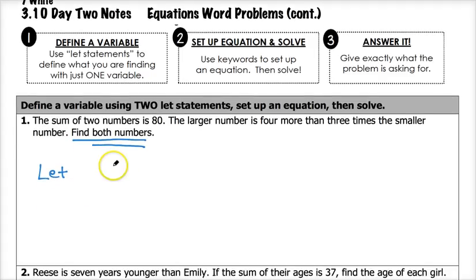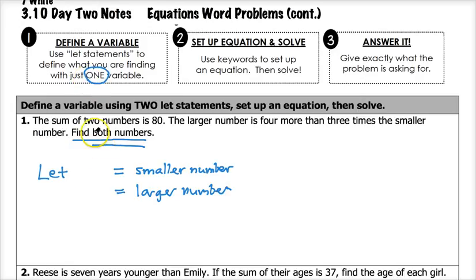Even though I am going to write two let statements, I'm going to let something be equal to my smaller number, and then something else be equal to my larger number. I am only going to use one variable in these let statements. So that means I can choose my first let statement to be let x equal the smaller number. But after that, for my second let statement, I have to use an x in this second let statement.